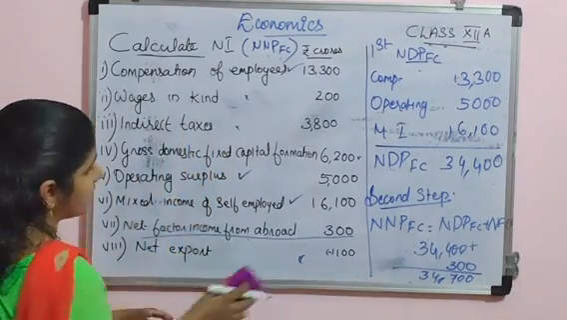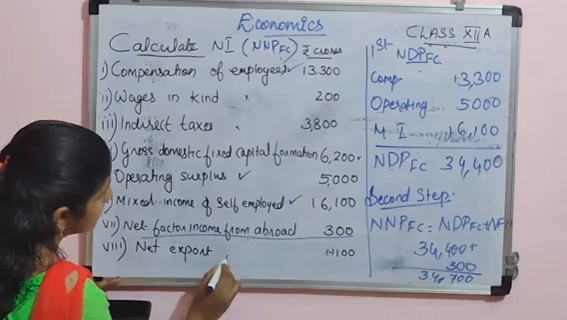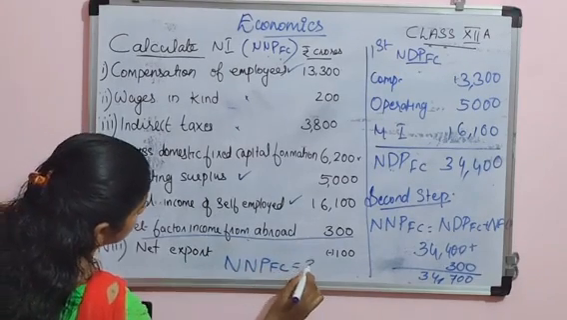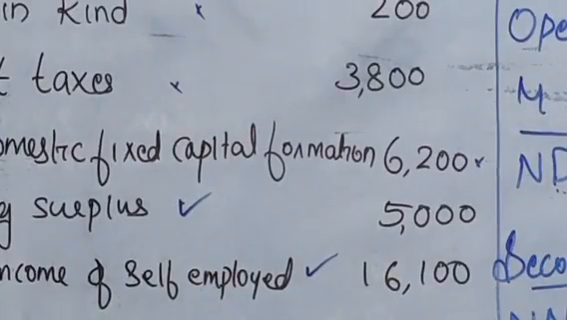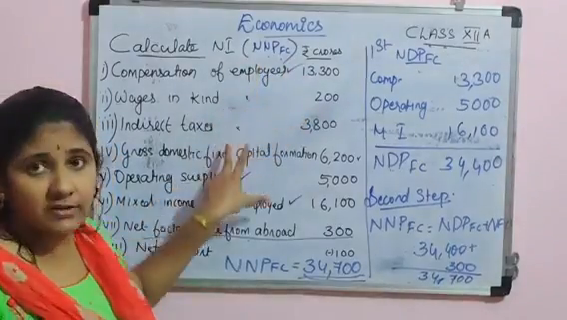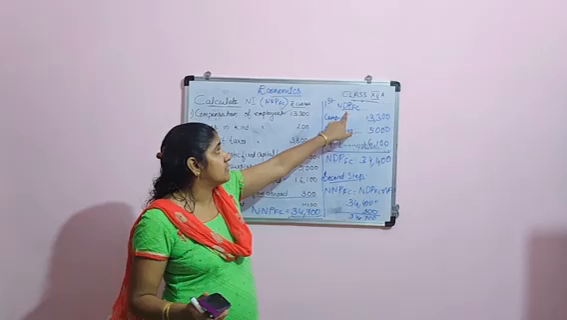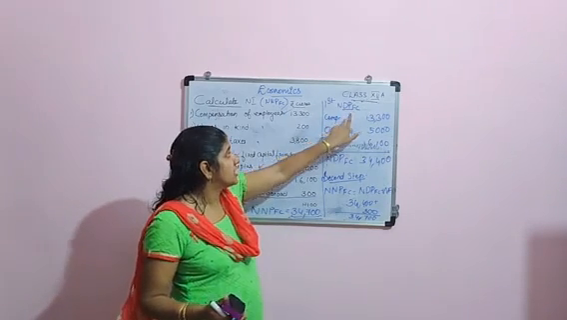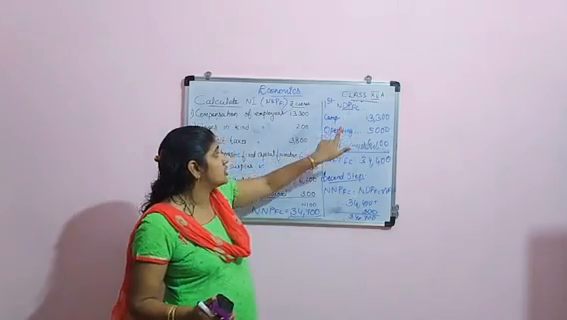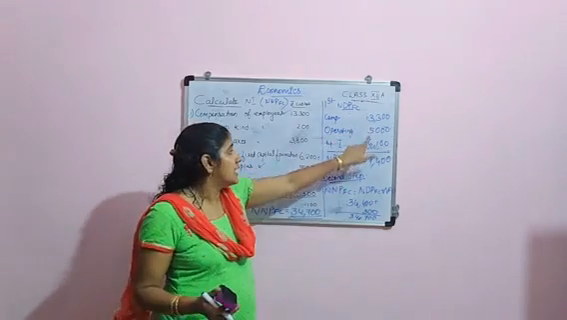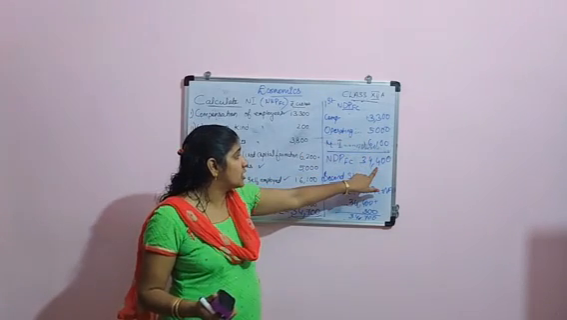So finally, NNPFC is equal to 34,700. So what was the step? Firstly, from the given information, we find the NDPFC. For NDPFC, I wrote compensation of employees, operating surplus and mixed income, and I added them.